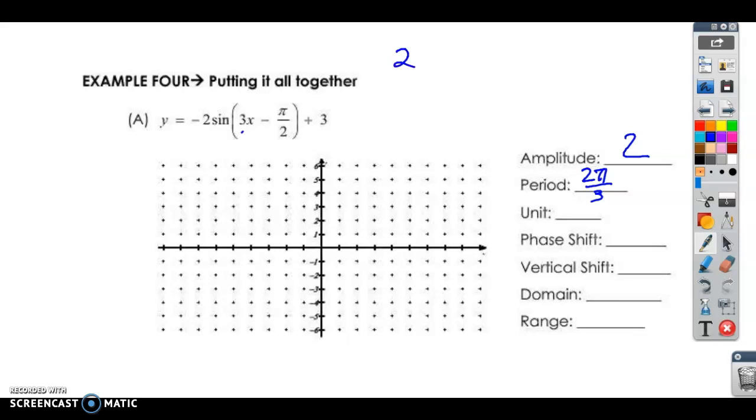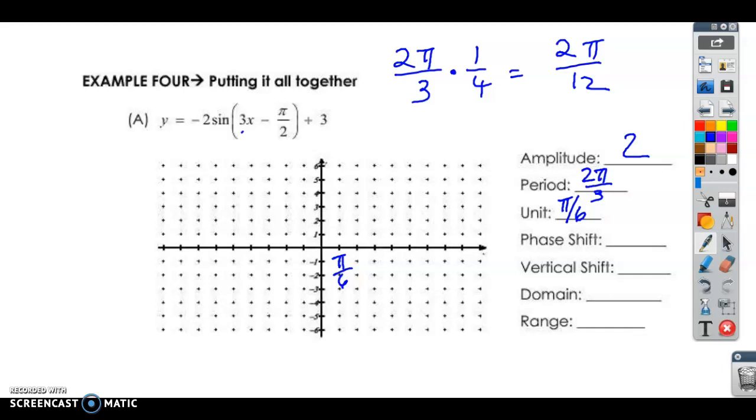Now, we're going to cut that in 4 nice pieces. So if I do 2 pi over 3 divided by 4, I get 2 pi over 12, which is equal to pi over 6, right? So I am counting by pi over 6. So that's what I'm going to put here. I usually just write it once because then I know what I'm counting by.